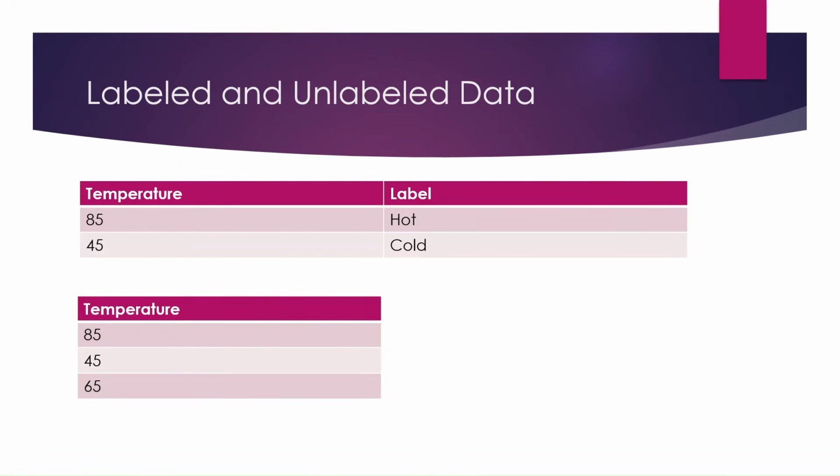So it is hot for the first row, and for the second row it is cold. And in case of unlabeled data, we only have the features. So there is no label, and you can see in the second table, we only have one column, which is temperature. There is no label whether it is hot or cold. This is something the model has to determine on its own. So this is labeled and unlabeled data.